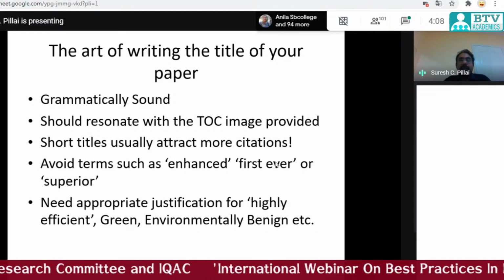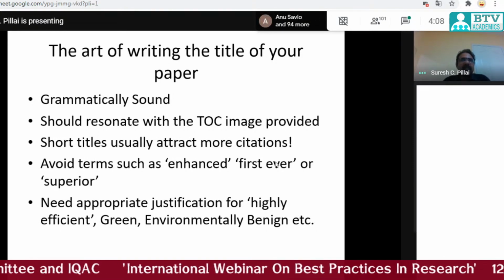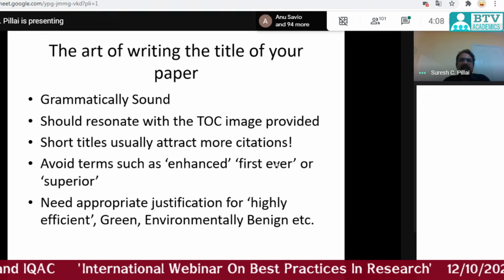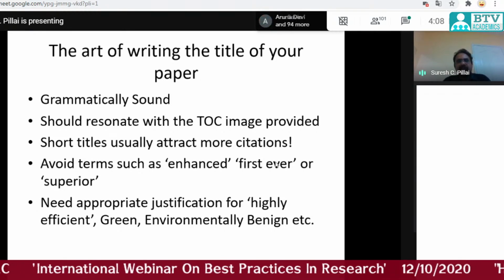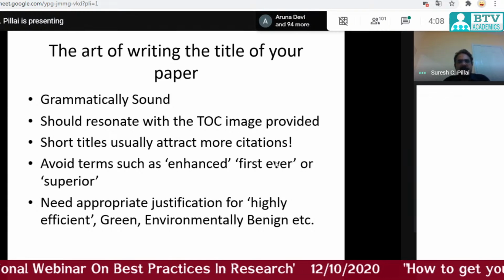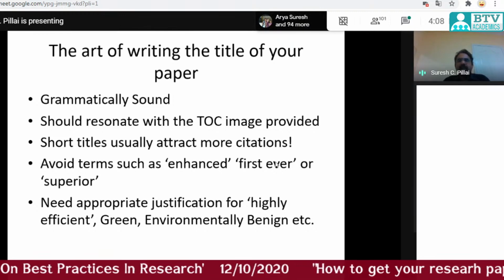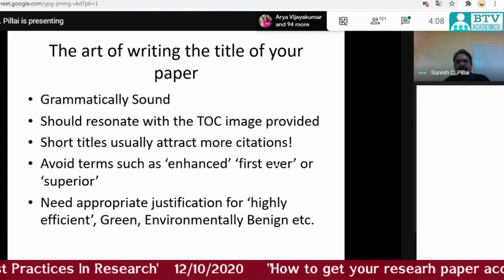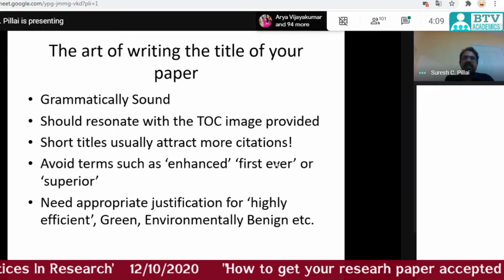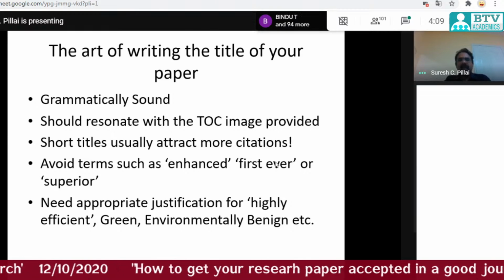And the paper should be grammatically sound. There shouldn't be any typos. Very important. And it should resonate with the TOC image provided. And don't write long titles. Short titles usually attract more citations. Meaningful titles. Short and meaningful titles usually attract more citations.